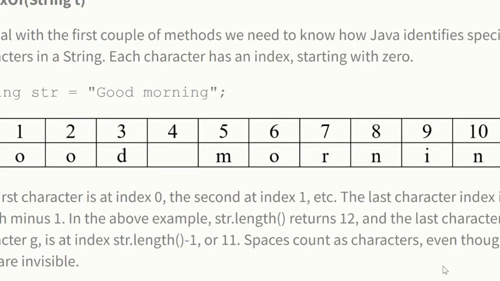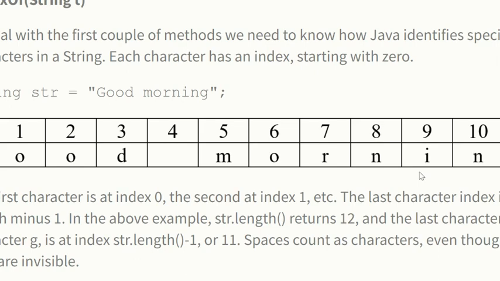So here's the deal, everybody. Every character in a string has an index value. And I laid out the string good morning right here for you. The first character is always character 0. And the last character is always the length minus 1. So good morning has 12 characters in it. And the index values of these characters go from 0 to 11.